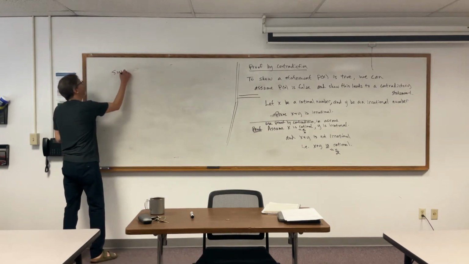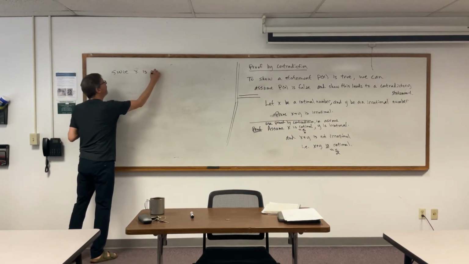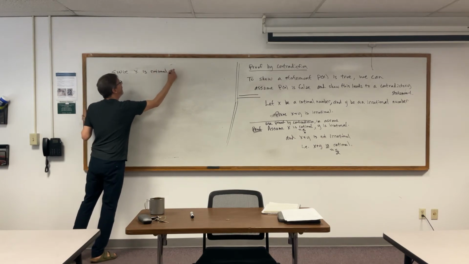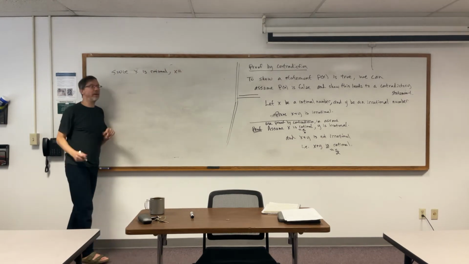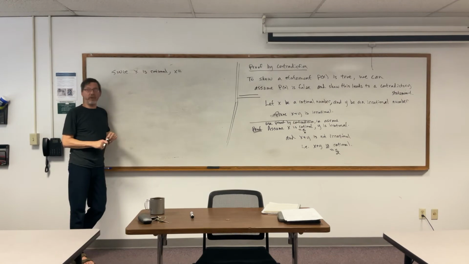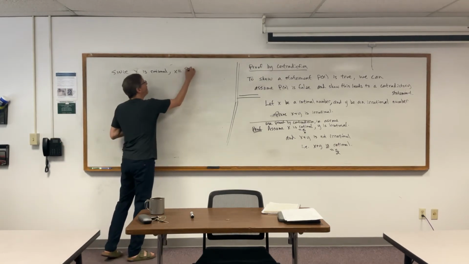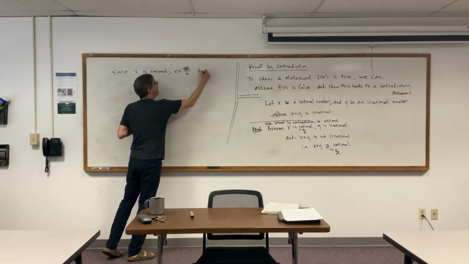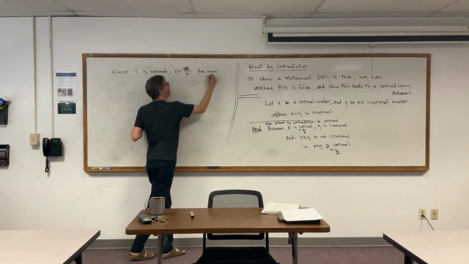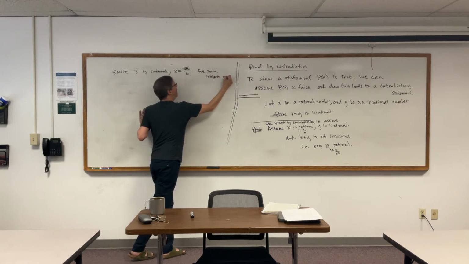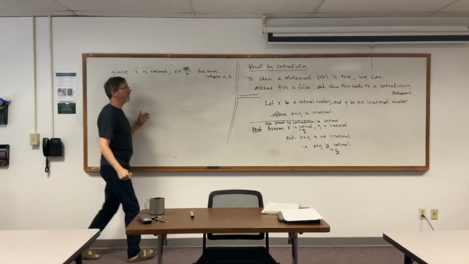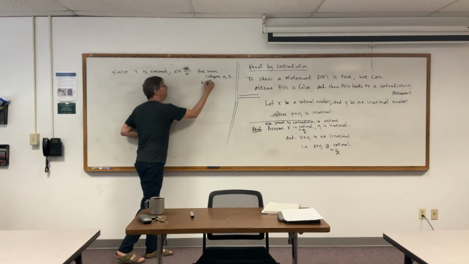So let's get some stuff that we know. Since x is rational, what can I say? It's a real number, but what does it mean to be rational? It's a fraction. Cool. So I write that out: x is equal to a over b for some integers a and b, and b is not 0. Awesome.